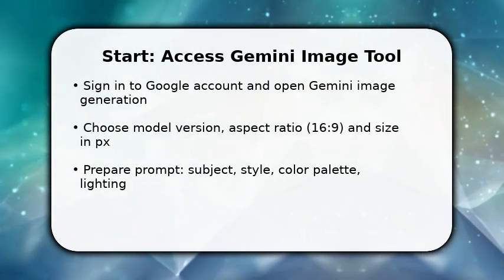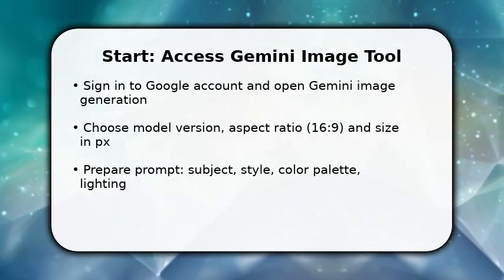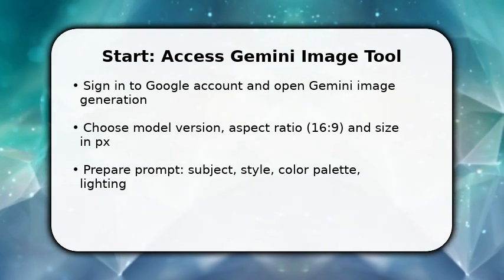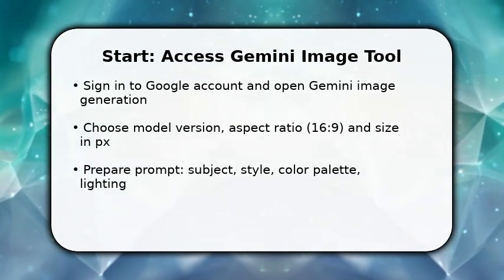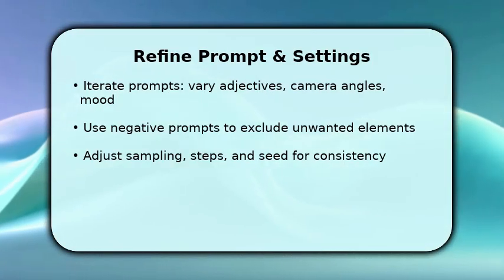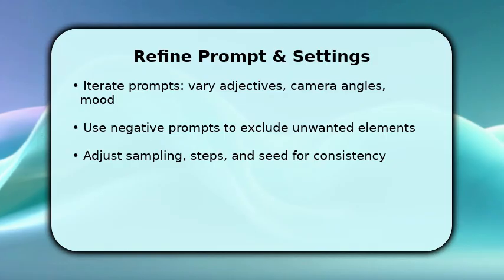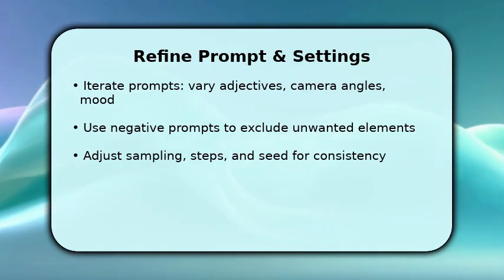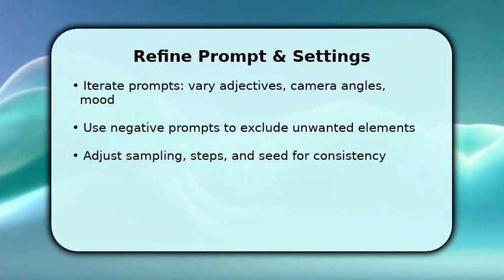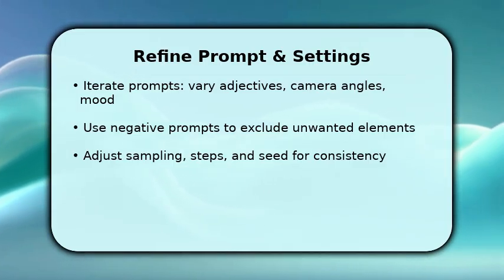Once done, enable any advanced options, such as seed or negative prompts to refine outputs, and hit Generate to start rendering the first set of images. Once you have an initial render, analyze what's off and refine the prompt with targeted adjectives, camera angles, and mood to push results toward your vision. Make sure to use negative prompts to explicitly remove unwanted objects or styles. This reduces trial and error.